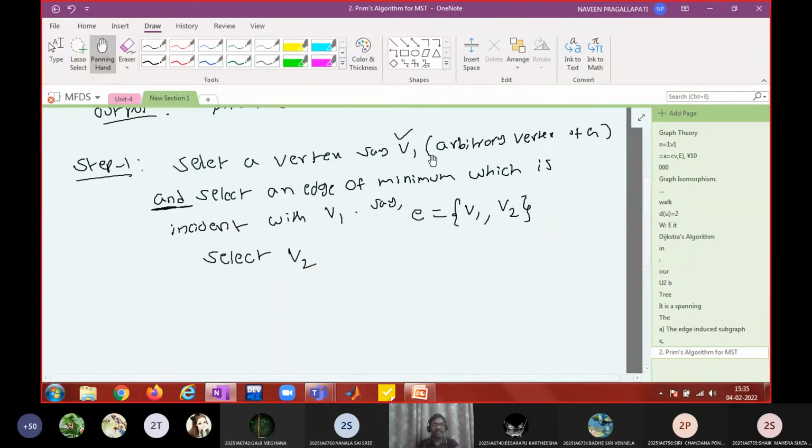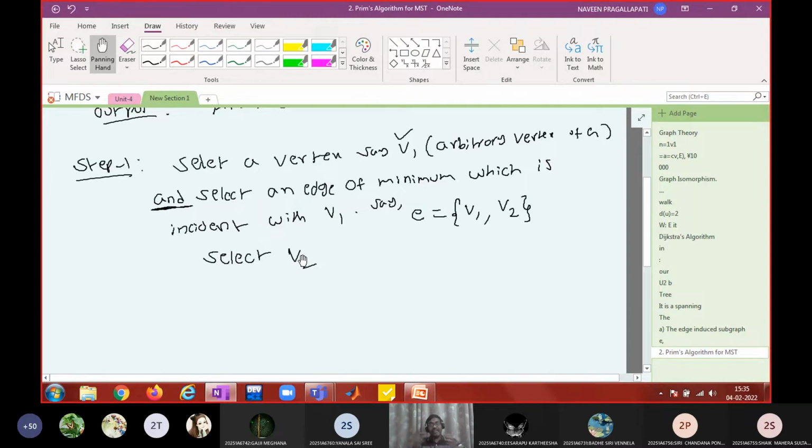After selecting V1, first step is you select an arbitrary vertex. And to this vertex there can be several edges. Select the edge of minimum weight which is incident to this vertex. Then select the other end of the vertex also, because we want to grow a tree.